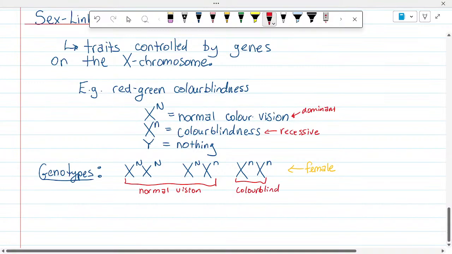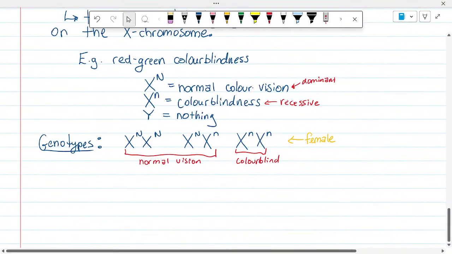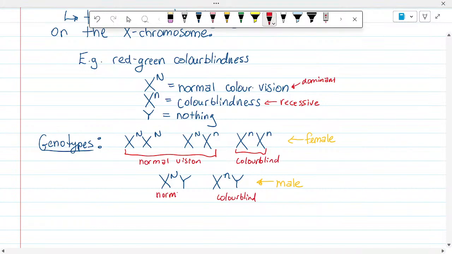But there's two more possible genotypes. What are they? X normal Y, and X colorblind Y. These are both biologically male. But in this case, this person would be colorblind, and this person would have normal color vision. Does that make sense?